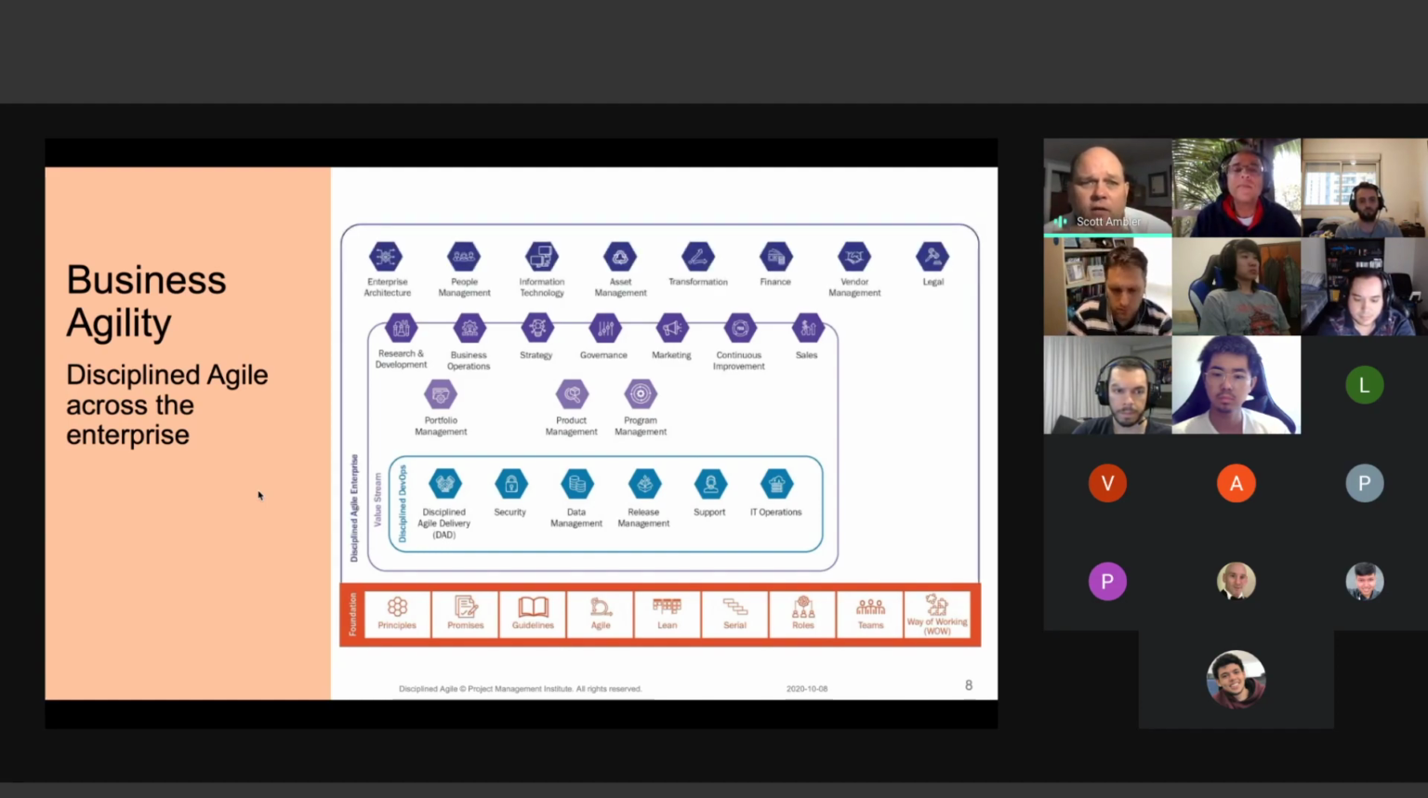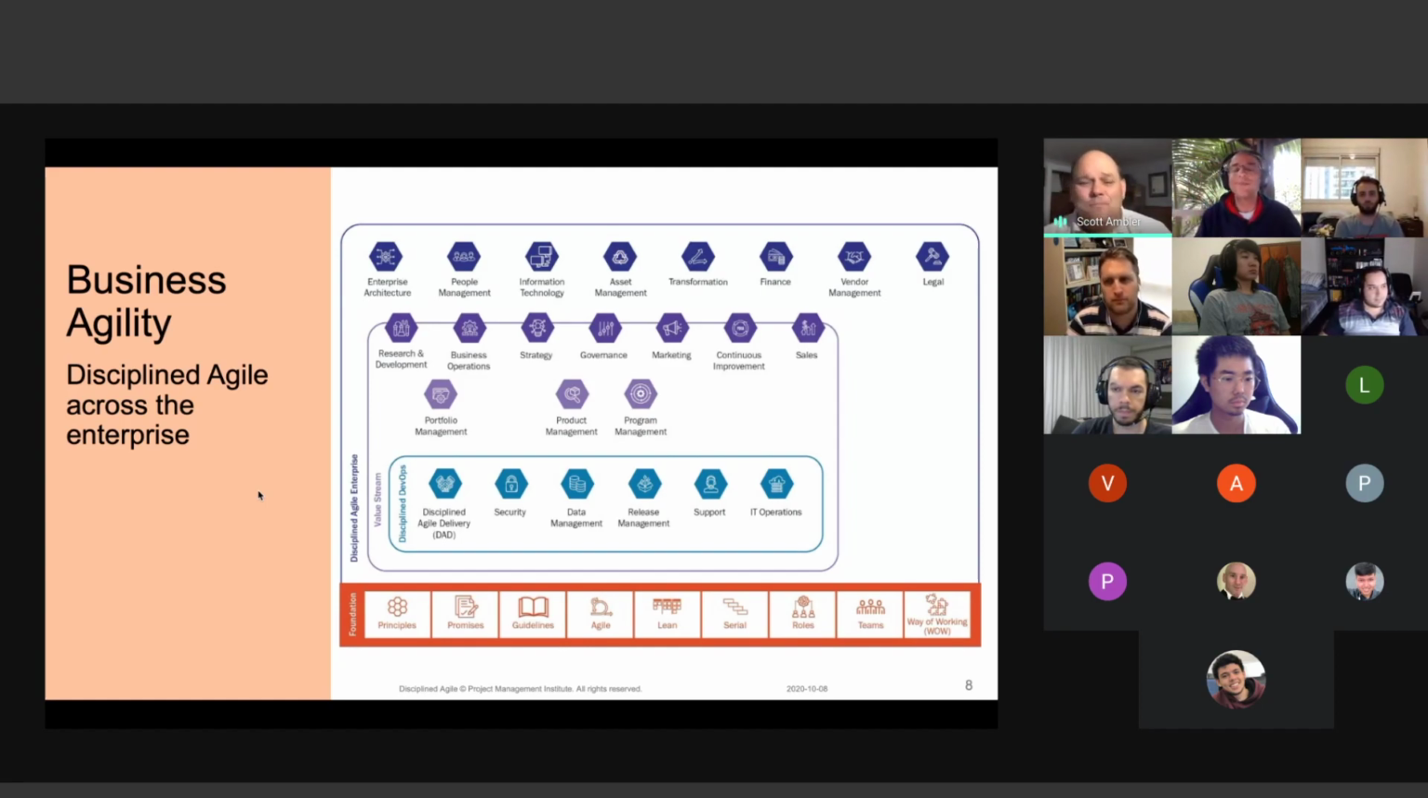And then finally, how does the rest of the organization work? So how can we help finance become more effective? How can we help vendor management become more effective? For those of you who have worked in large corporations, you've probably run into procurement being less than effective.